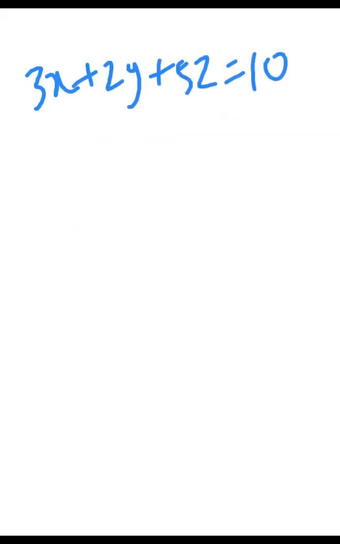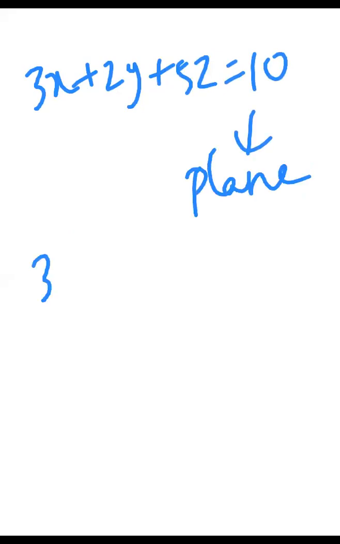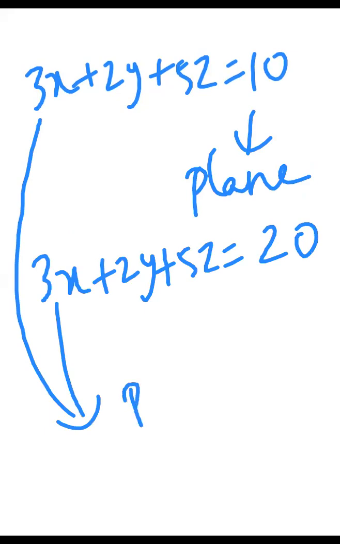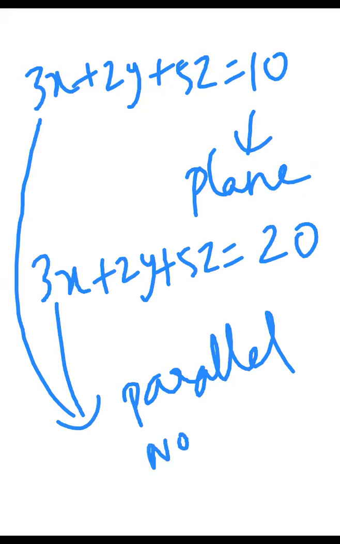Next, suppose it is given in equation format, say 3x plus 2y plus 5z is equal to 10, then it gives you a plane. And if 3x plus 2y plus 5z is equal to 20, that is also a plane, but these two planes are parallel to each other. Parallel means no solution.